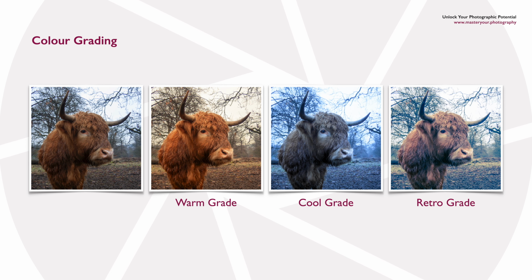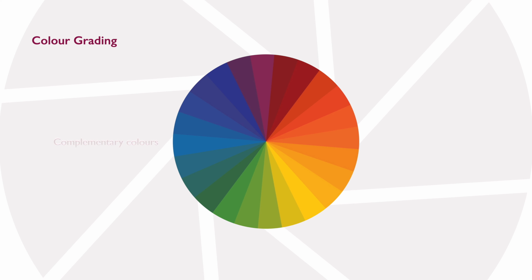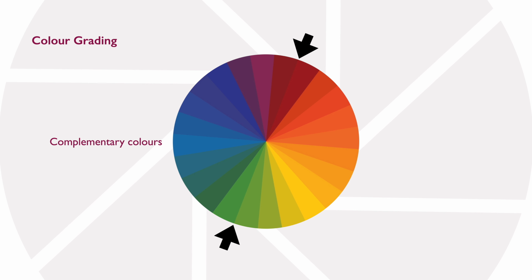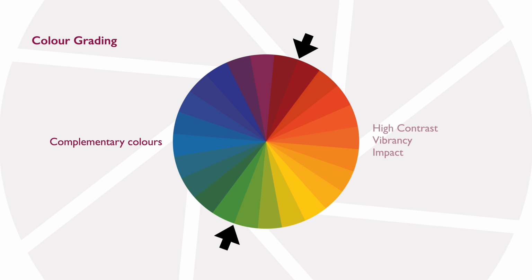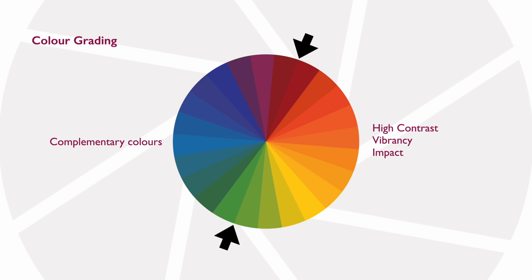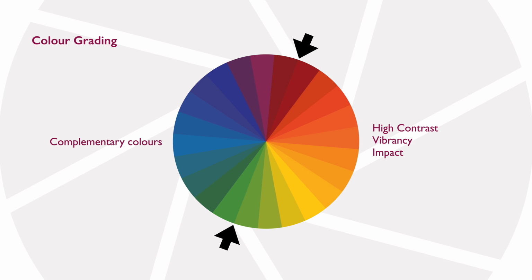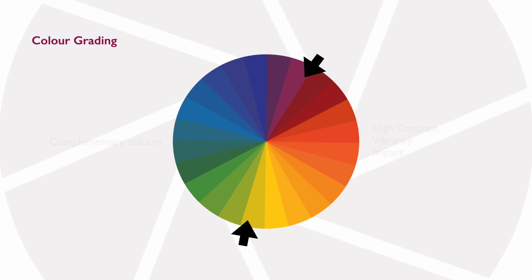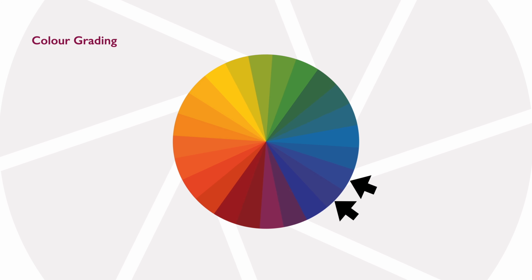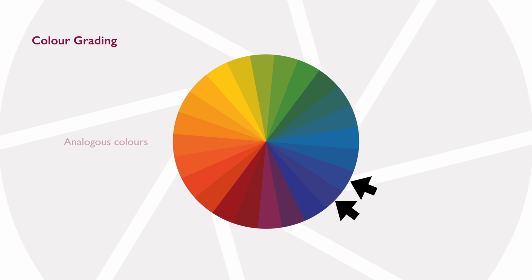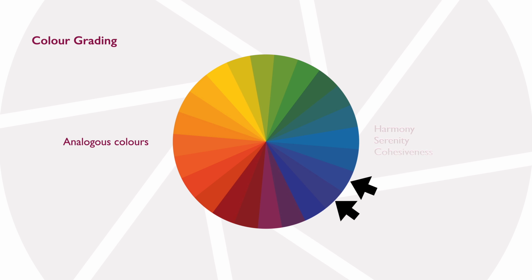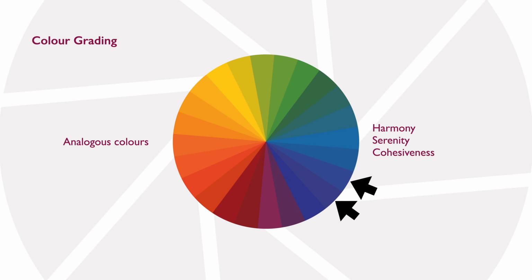A really useful tip for making colour grading easy is to familiarise yourself with the colour wheel. Complementary colours, those on the opposite side of each other on the colour wheel, will help to give your images high contrast and vibrancy and create more impact. Whereas adjacent colours will offer harmony and make your images more cohesive and more serene.